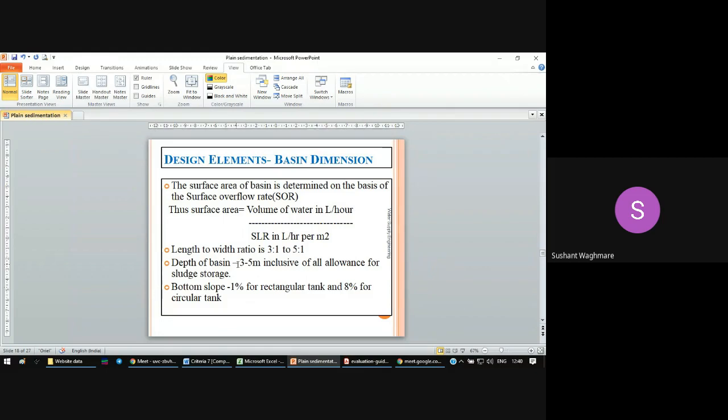Depth of basin is normally taken as 3 to 5 meter, inclusive of all the allowance for sludge storage. So we know that once the sludge gets settled down, only the top of this tank will have water, and the bottom few centimeters will have the sludge. So including that, the depth of basin is taken as 3 to 5 meter, and normally bottom slope is given as 1%. As I showed you in the figure, bottom slope is taken as 1% for rectangular and 8% for circular.